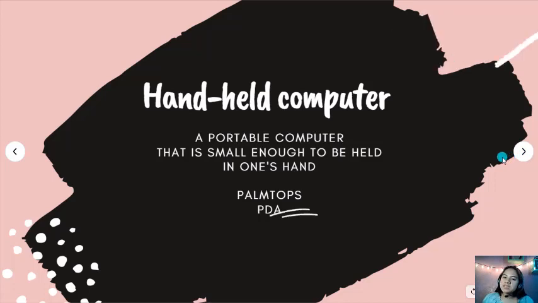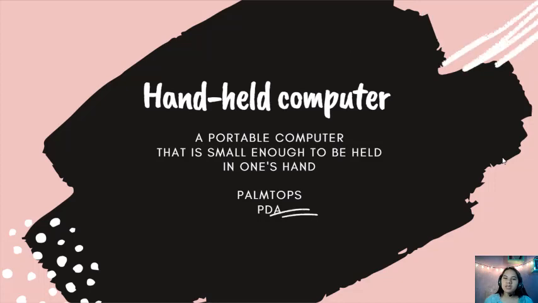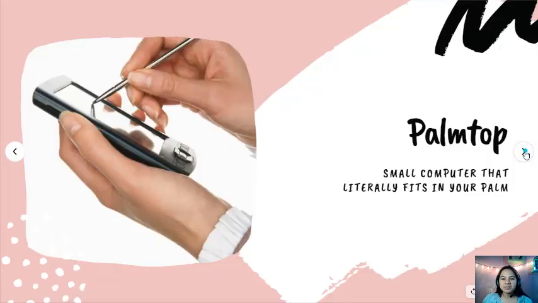Another type of personal computer is the handheld computer. Handheld computer is a small enough unit to be held in one's hand. That's why it's handheld. There are two types of it. We have palm tops and we have PDA. You will know what is PDA. A palm top is a small computer that literally fits in your palm.